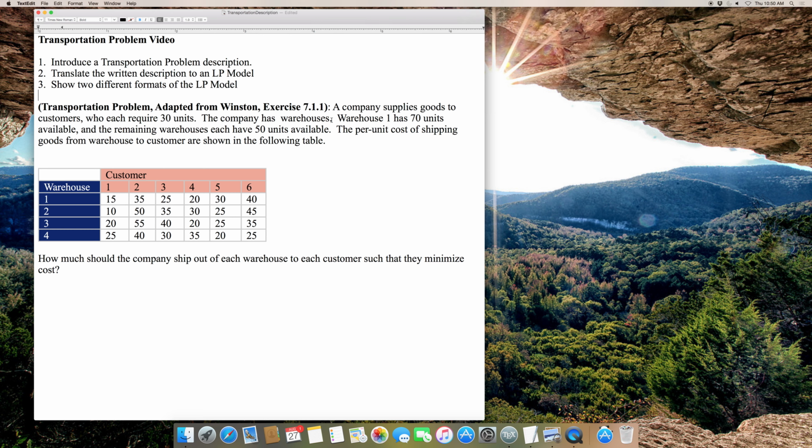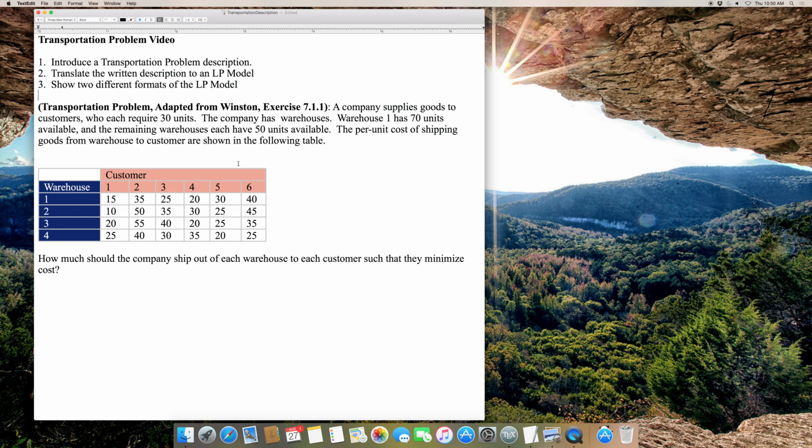The company has warehouses. Warehouse 1 has 70 units available, and the remaining warehouses each have 50 units available. You can think of this as the supply of my warehouses. The per unit cost of shipping goods from warehouse to customer are shown in the following table.